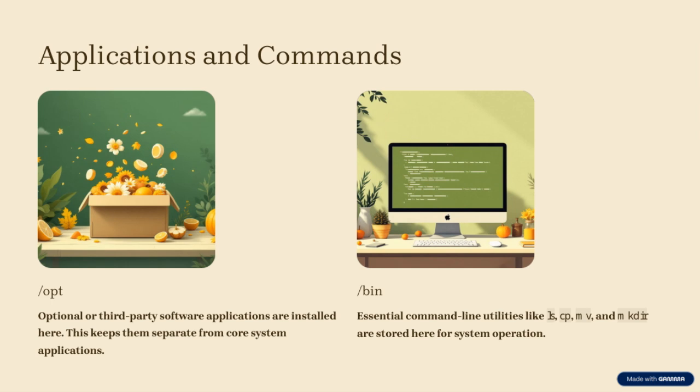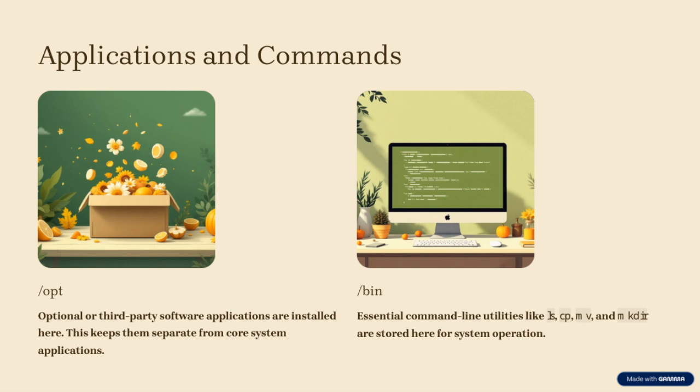Moving on, third-party or optional software applications are kept in a different location, specifically in the /opt directory. This separation is really important because it keeps these additional applications isolated from the core system components, helping with organization and system stability. It makes it easier to manage and update third-party software without interfering with the essential parts of the system.